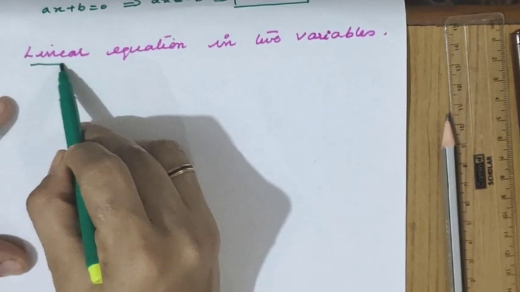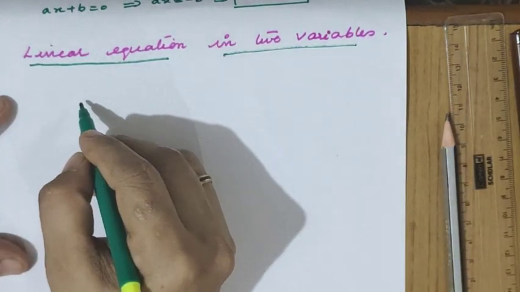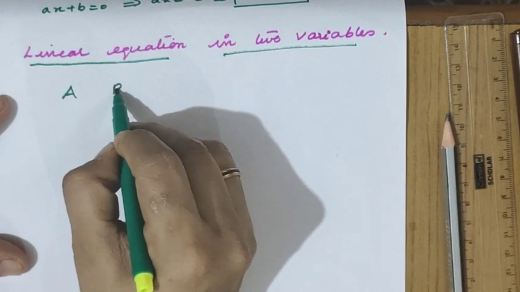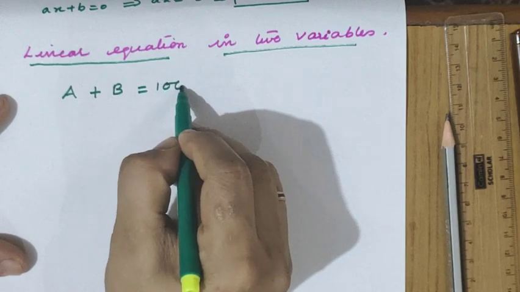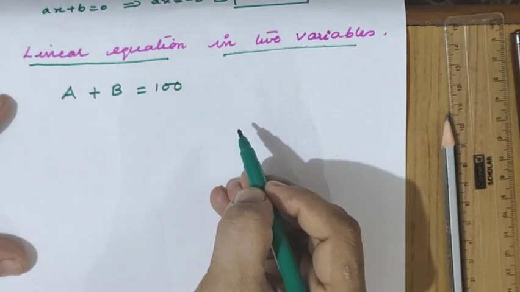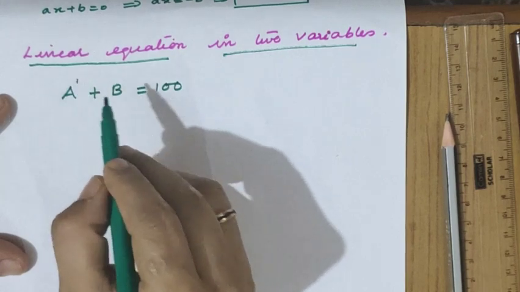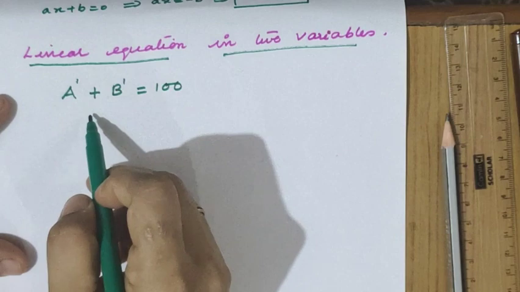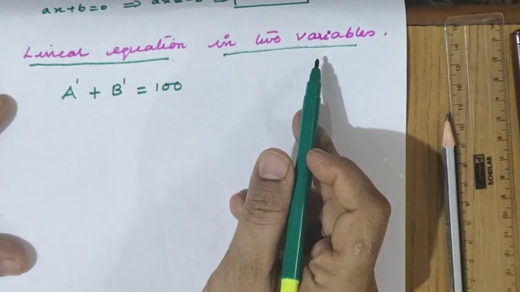Now let us see what is a linear equation in two variables. So you know that two batsmen A and B are playing and they together scored 100 runs. So we will write A plus B equal to 100. So this is two variables. What is the degree here? Degree here also 1, here also 1. So it is also a linear equation only. So two variables are there, so it is called a linear equation in two variables.